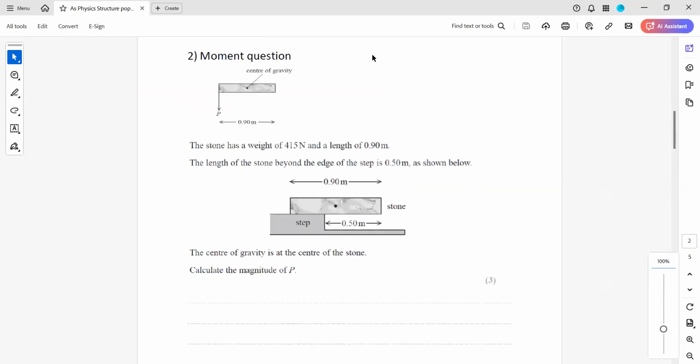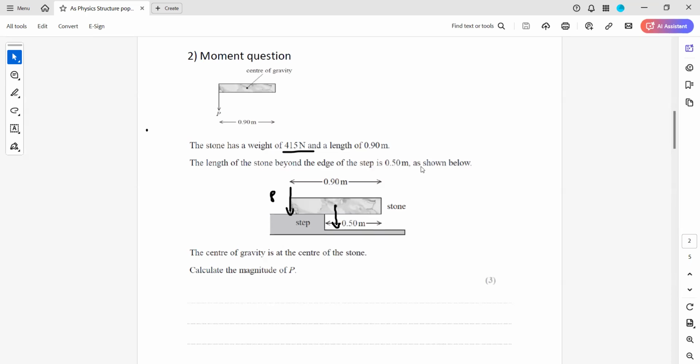It's related to the moment question. A center of gravity is there, and a stone has a weight of 415 Newton and a length of 0.9 meters. The length of a stone beyond the edge of a step is 0.5 meters, as shown. The center of gravity of a stone is shown as well. Calculate the P. This is a force P we want to calculate, and the weight is acting downward. Whenever an object has a point of rotation, you have to use moments: the clockwise and anti-clockwise moments will be equal.